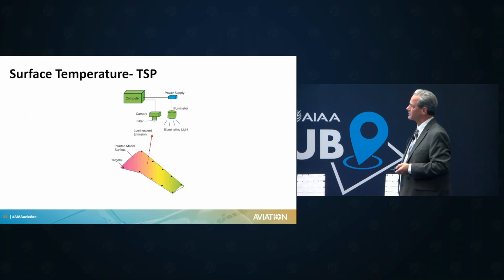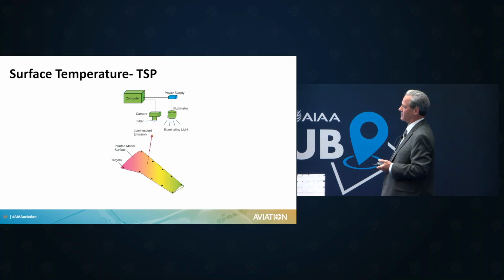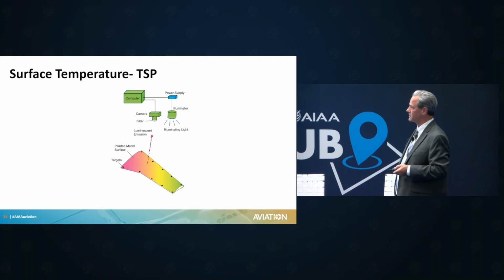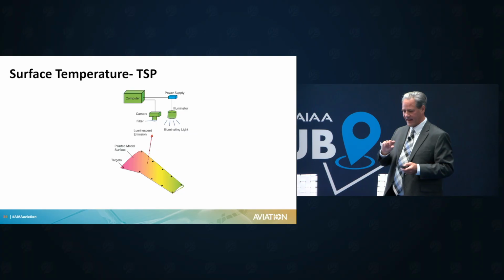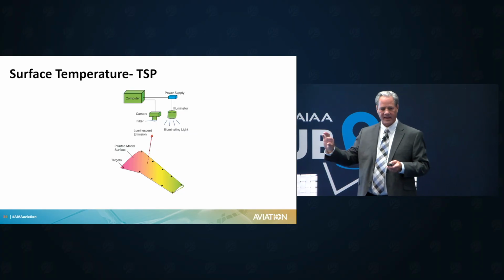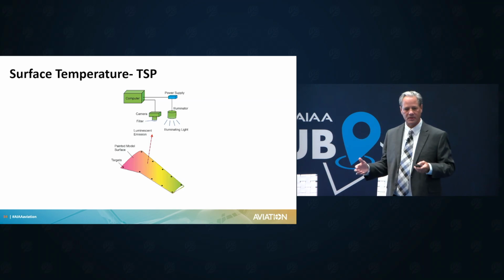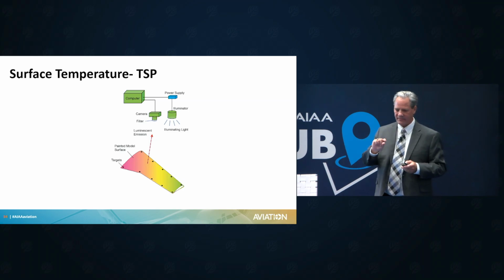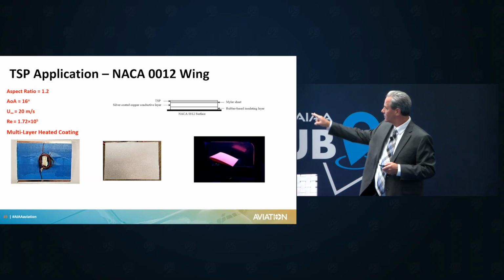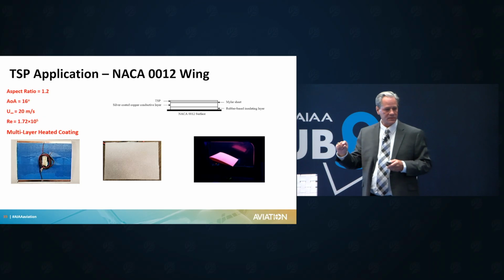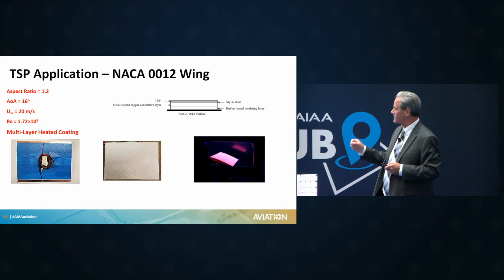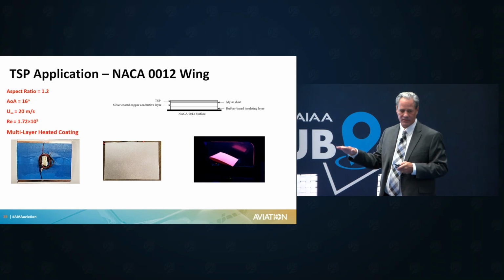Here's the setup. Computer power supply, illuminating light, luminescent emission, and of course you have the painted surface, and you also have to have a calibration. There's no thermal gradient. It has to be thermally calibrated. So ambient temperature doesn't work. So typically you have a silver copper coated conductive layer, or sometimes nanotubes that provide that calibration thermal temperature.